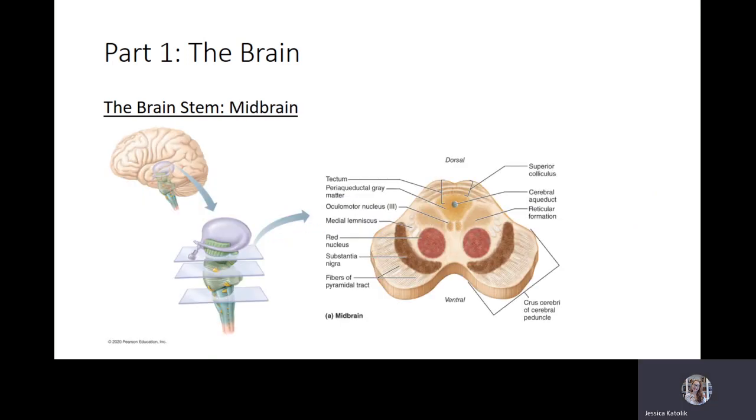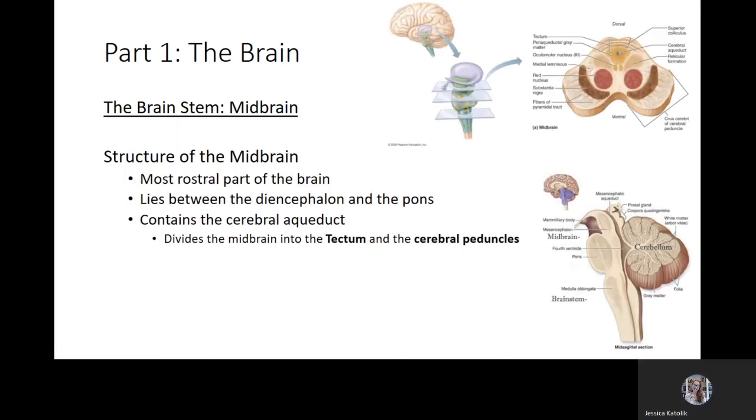Lastly, we're going to talk about the midbrain. The midbrain is the most rostral part of the brain stem. Here we're taking a cross-section of the midbrain and representing it. It's going to lie between the diencephalon and the pons. Over here is the diencephalon in blue, and this bulbous area is the pons, and the midbrain will be located right in between.